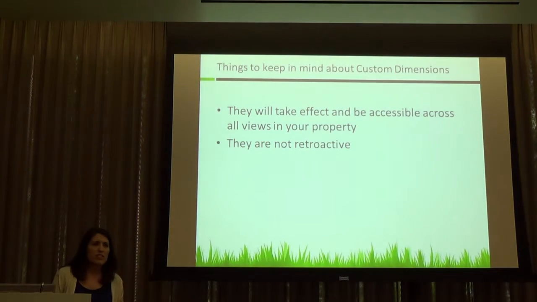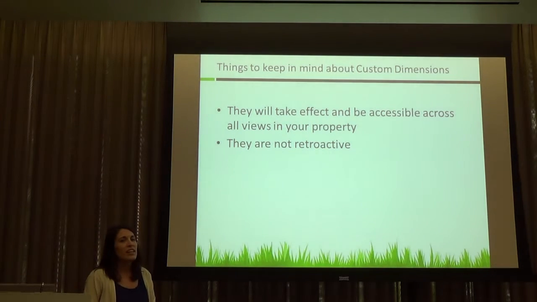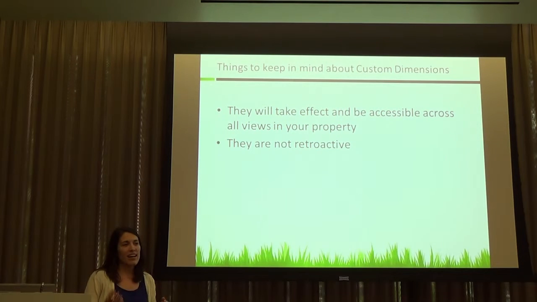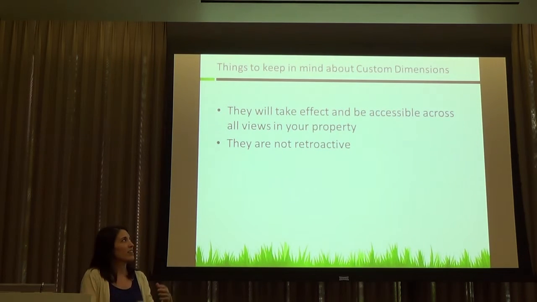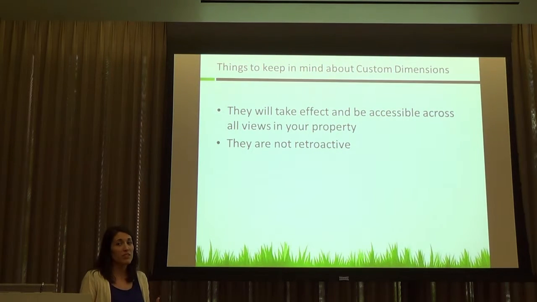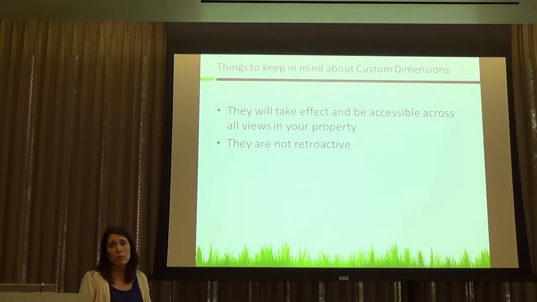So also custom dimensions, these will take effect and be accessible across all views in your property. You can't really change that, but it's just an option in the dropdown. So it doesn't change your data like a filter changes it. It just adds an additional feature to be able to analyze your data. So the initial dimensions that I had when I had uploaded those CSV files, they're still in Google Analytics, and I can still look at them.